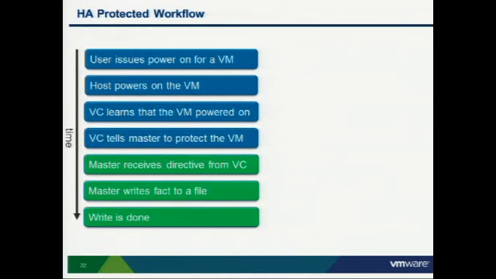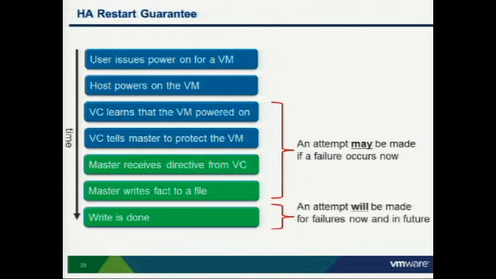So now let's look at what the failure response guarantees are. Once the write has been done, HA guarantees that it will make an attempt to restart this VM. If the failure happens at that point in time or any point in time in the future, HA knows about this VM, so therefore it's going to restart it. If the failure happens anytime after VC learns about the power state change and anytime before the write is done, HA only guarantees that it may make an attempt. Whether it makes an attempt or not depends upon the nature of the failure.